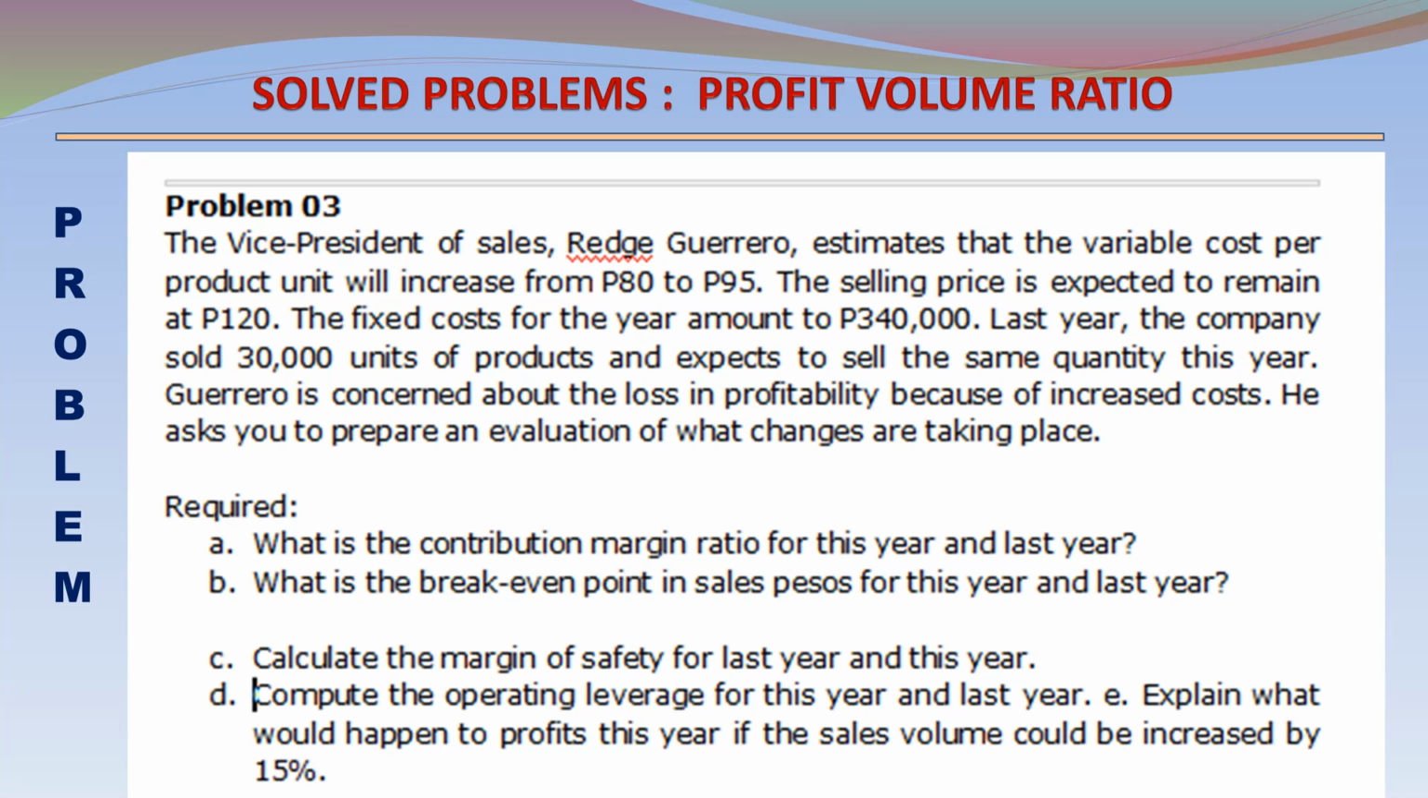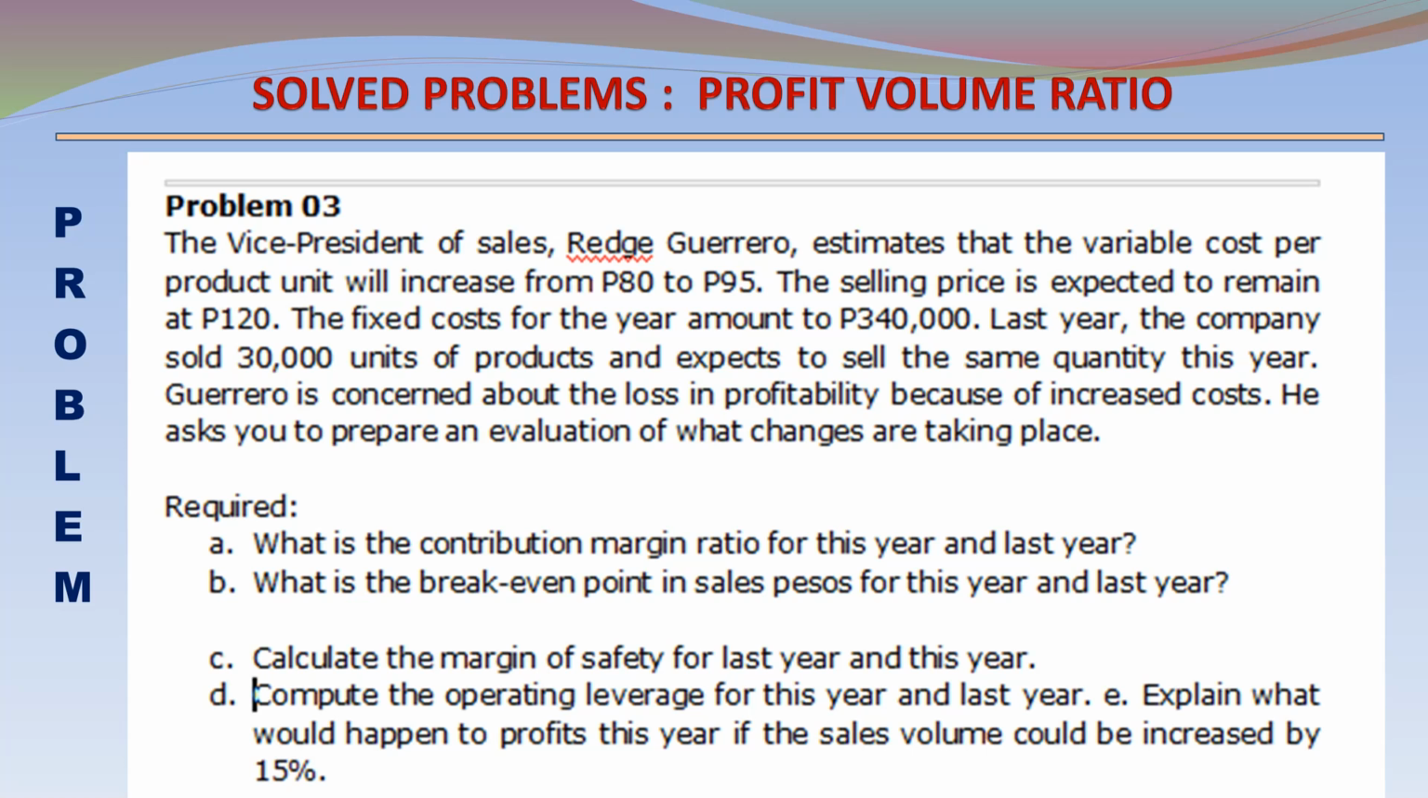Problem. The Vice President of Sales, Ridge Guerrero, estimates that the variable cost per product unit will increase from 80 to 95. The selling price is expected to remain P120. The fixed costs for the year amounted to 340,000. Last year, the company sold 30,000 units of products and expects to sell the same quantity this year. Guerrero is concerned about the loss in profitability because of increased costs. He asks you to prepare an evaluation of what changes are taking place.